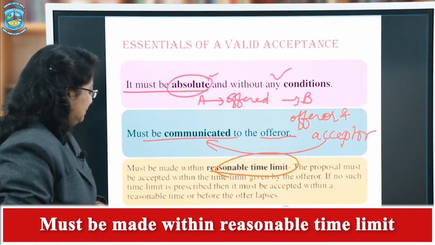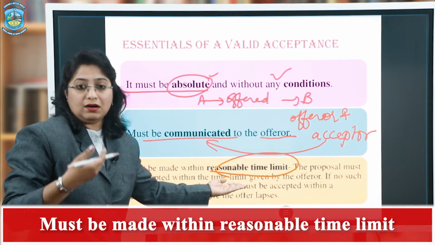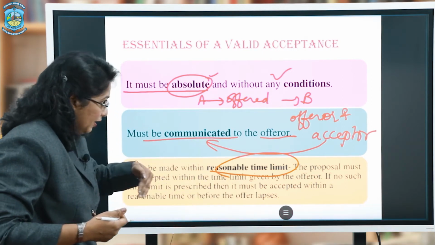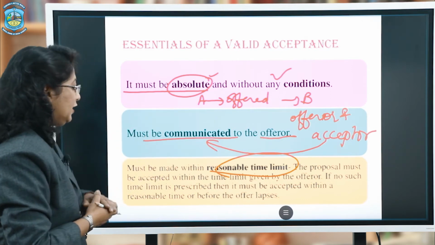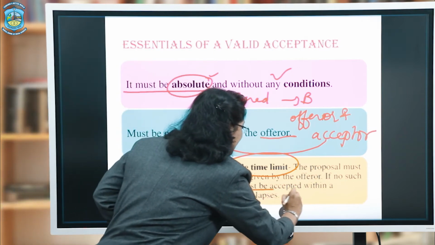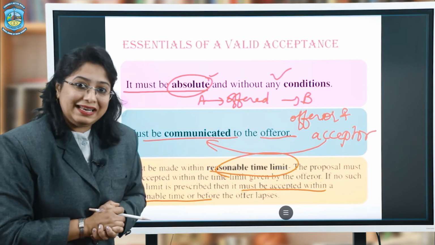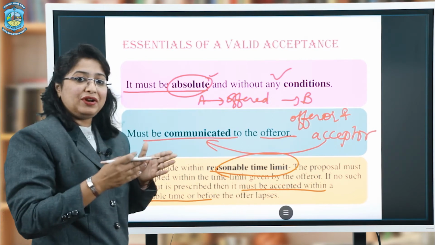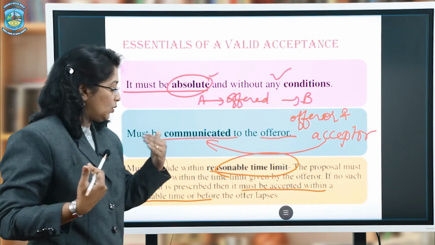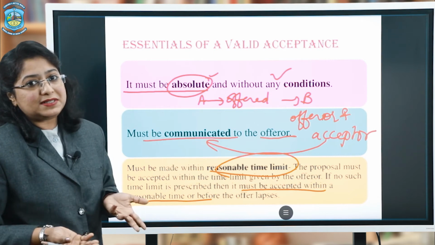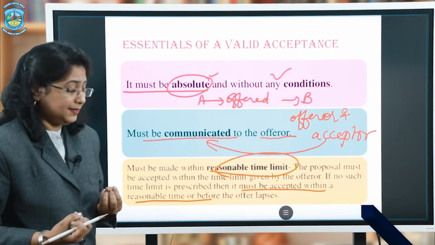The third point is that the acceptance must be made within a reasonable time limit. When we talk about the reasonable time limit, it must be the time frame given by the offerer, or if no such time limit has been specified, then it must be accepted within a reasonable time frame before the offer lapses. So remember, every offer has a particular time span, and if it lapses, quite naturally, the acceptance cannot be made and the offer also comes to an end.